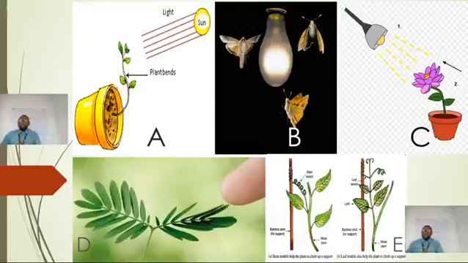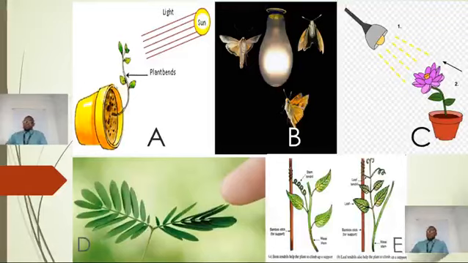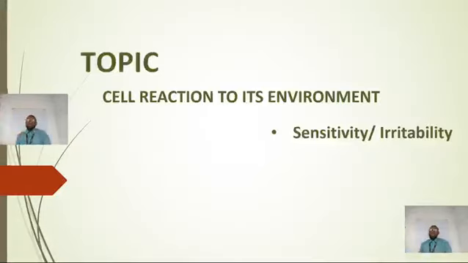And this is what will bring us to today's topic, which is cell reaction to its environment. How do we react? How does a cell react to its environment? Do they move towards danger or do they move away from danger? When they see something that can harm them, do they move? Do they still go towards it or do they move away from danger? These are what we want to study in today's lesson.